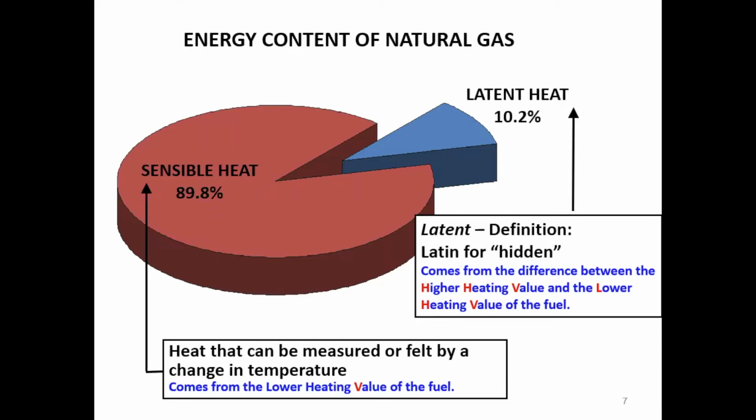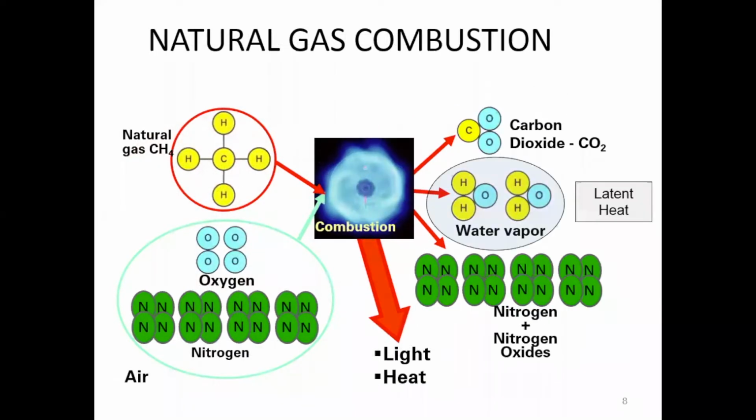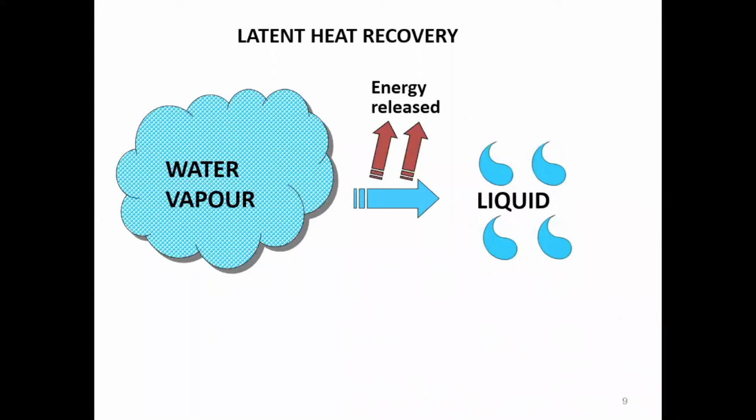Now, latent heat is all about one of our products of combustion, water vapor. When that water vapor forms, it has the latent heat of vaporization in it. And in a condensing boiler, what we're actually trying to do is change the phase, from a vapor to a liquid. And as we change from a vapor to a liquid, energy is released. What we're trying to do is have this happen in the heat exchanger of the boiler and extract that energy.